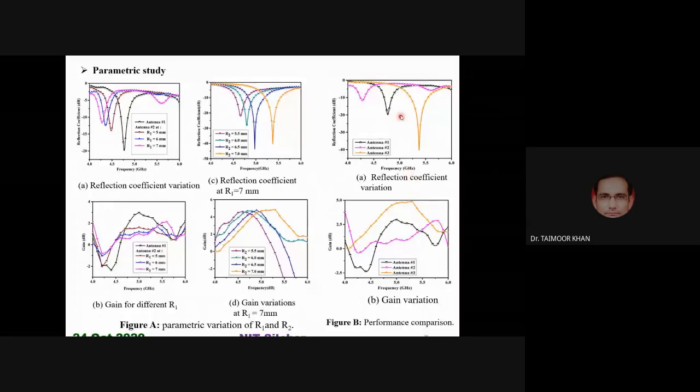antenna 3 comparison. It's just a drastic change. Antenna 1 is the reference one, the black color is the reference. And in this peak, if you see this region, then ultimately it is giving a drastic change of 5-6 dB.